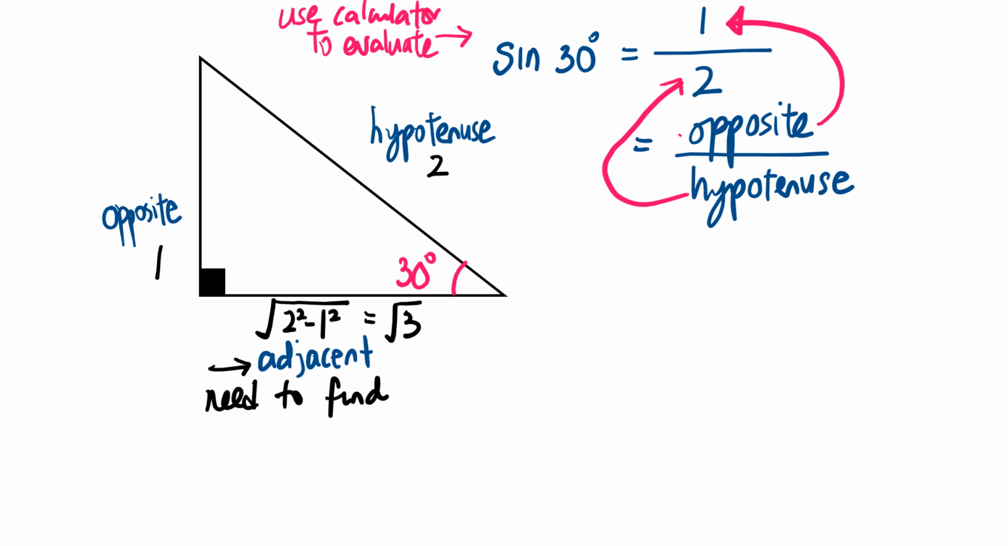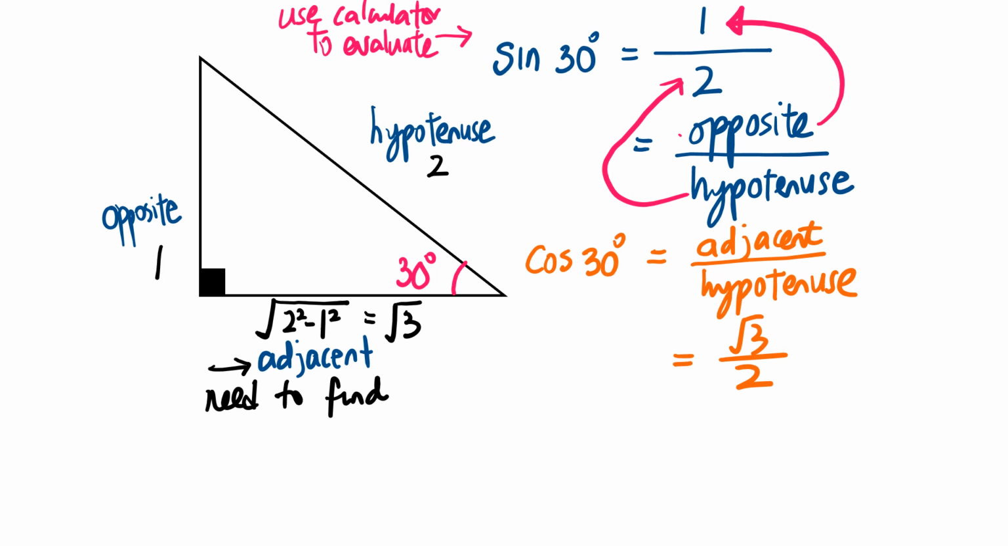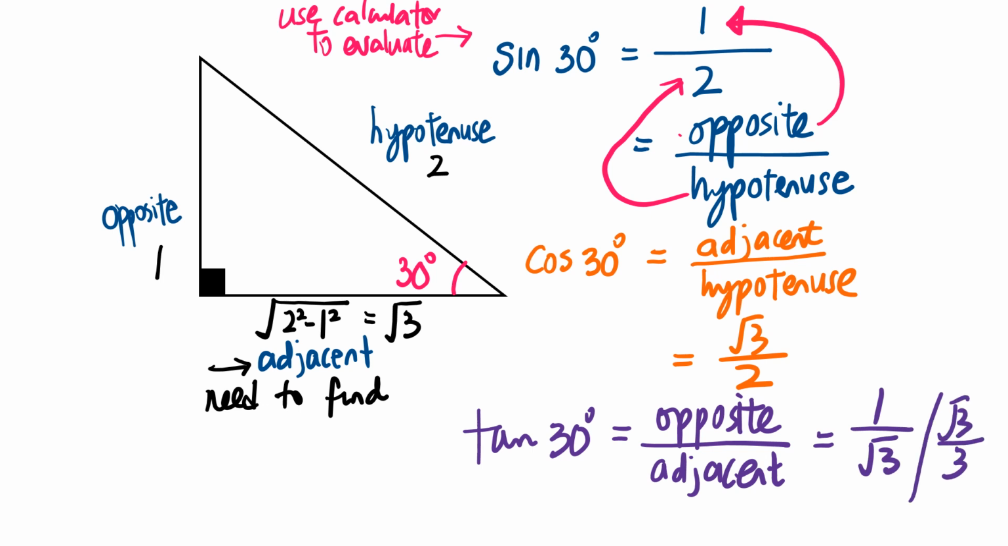So from this diagram, we can go on to find the ratio for cosine 30. To find cosine, it's taking the length of the adjacent over the length of the hypo, which is square root 3 over 2. Likewise for tangent, opposite over adjacent, you get 1 over square root 3. And if you recall, we can rationalize 1 over square root 3 by multiplying with square root 3 over square root 3. So 1 over square root 3, times square root 3 over square root 3, you'll get square root 3 over 3, because square root 3 times square root 3 gives you 3.